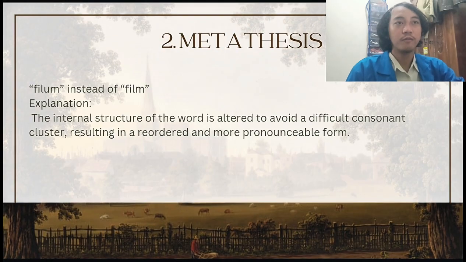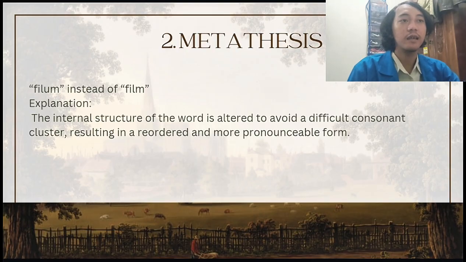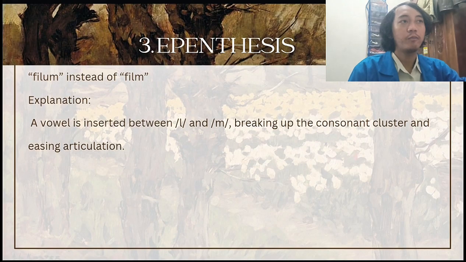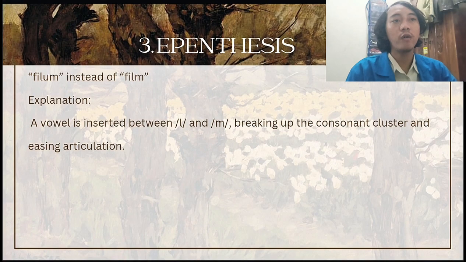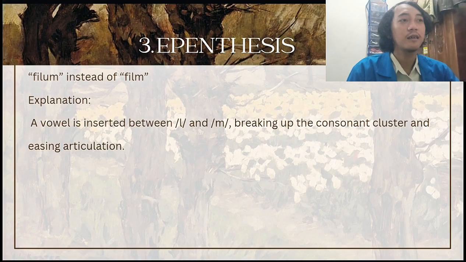The next slide, film instead of film. The explanation: the internal structure of the word is altered to avoid a difficult consonant cluster, resulting in a reordered and more pronounceable form. The next slide, the third, appendices. Film instead of film. Explanation: a vowel is inserted between L and M, breaking up the consonant cluster and easing articulation.